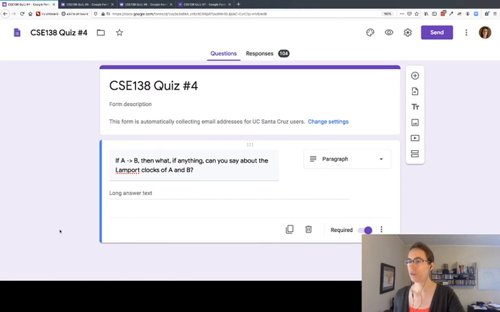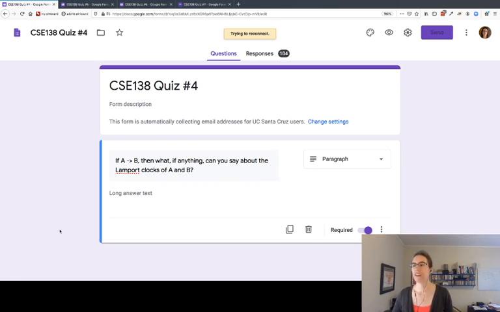So here were our quiz questions from last week. On Monday of last week, we asked: if A happens before B, then what can you say about the Lamport clocks of A and B? So this is what you do know from Lamport clocks, right? If A happens before B, then we know that the Lamport clock of A is less than the Lamport clock of B.